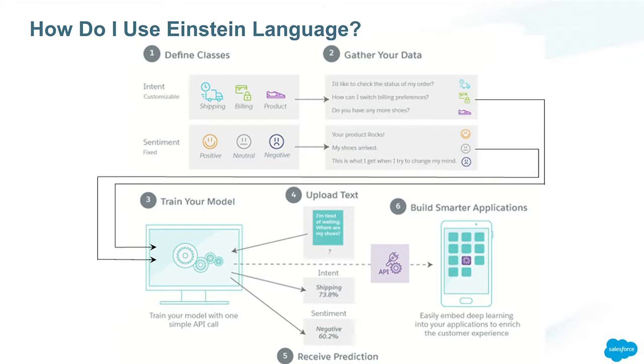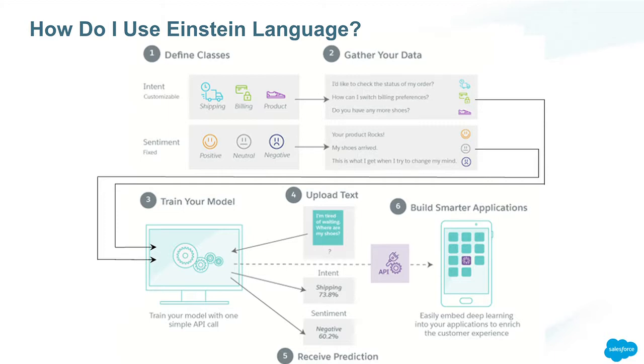Similarly for language, there's a little bit more labeling that's required because Einstein does provide the capability to detect intent as well as sentiment. Here you'd be able to provide customized labels for your application. I know this might be a little harder to read, but the first line says, I'd like to check the status of my order. So that's obviously a shipping-related question, so you label it as such. How can I switch my billing preferences, which is obviously a billing-related question, and so forth.